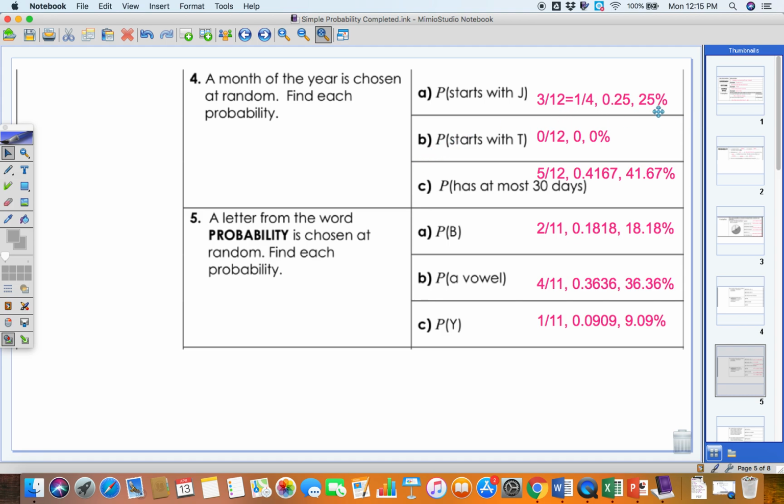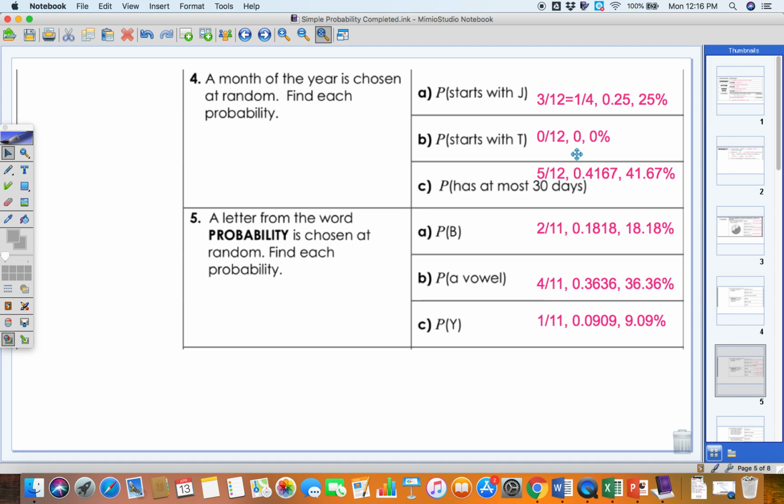And then the decimal and percentage equivalents are there also. Then we want the probability that it starts with a T. No months start with the letter T. So that's 0 out of 12 for a probability of 0 or 0%. And the probability that it has at most 30 days is 5 out of 12.